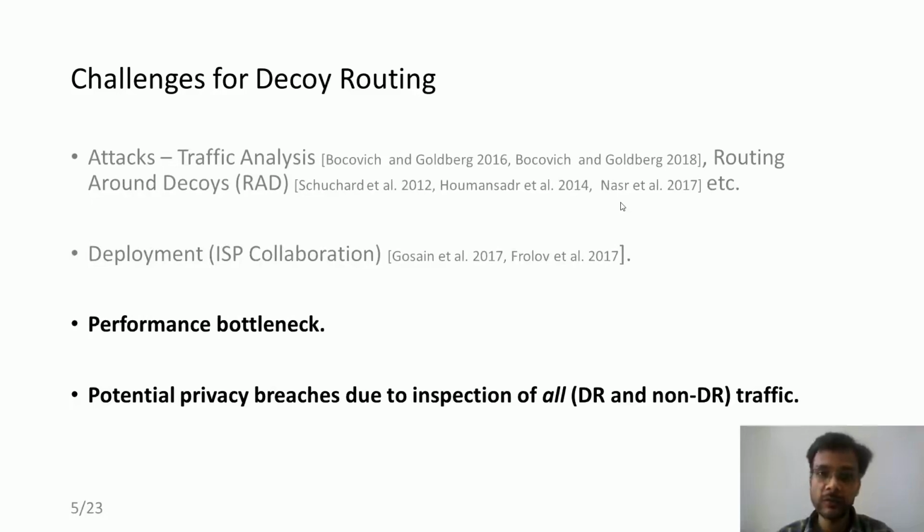The problems which we are more interested in are the performance bottlenecks. That is, if the systems are not able to provide good performance, then the users will anyways not be able to use it. Secondly, the existing decoy routing design tries to analyze all the flows that are traversing through an ISP, and these flows are analyzed by the DR operators, and this might lead to some sort of privacy breaches for the non-decoy routing community, because non-decoy routing flows should ideally not be analyzed by the decoy routing maintainers.